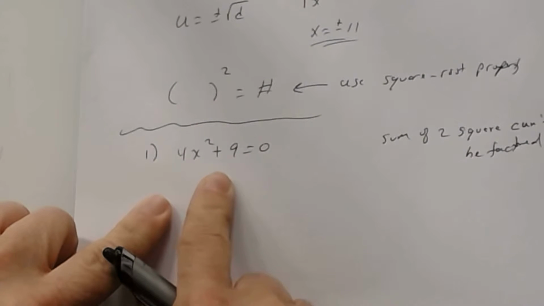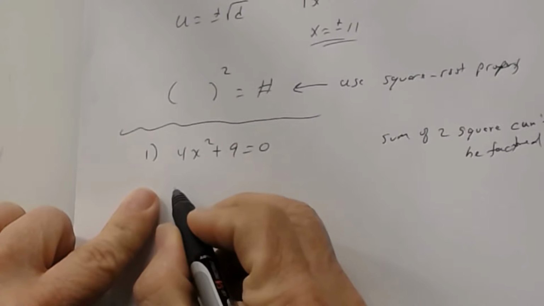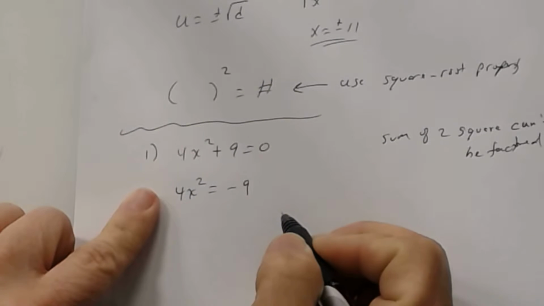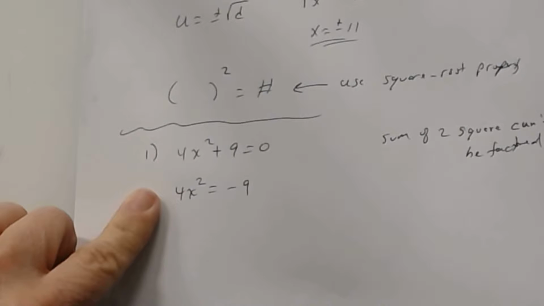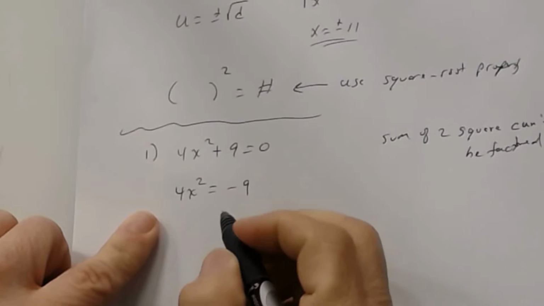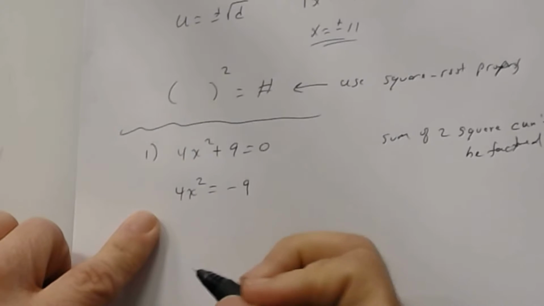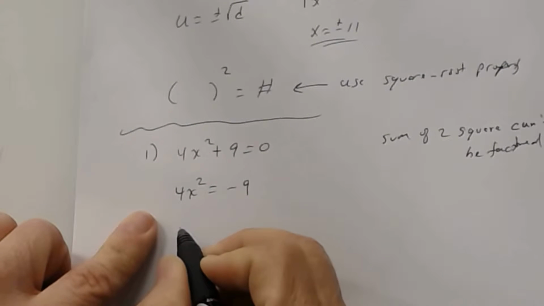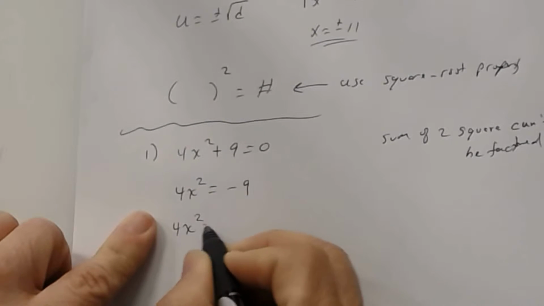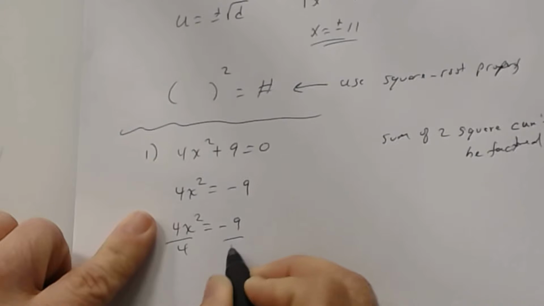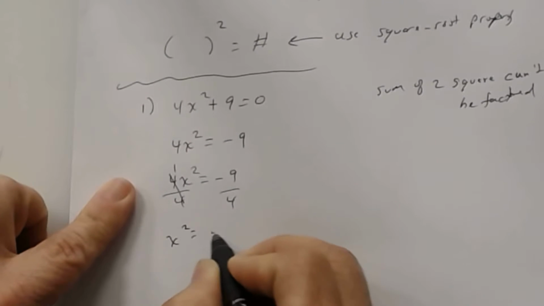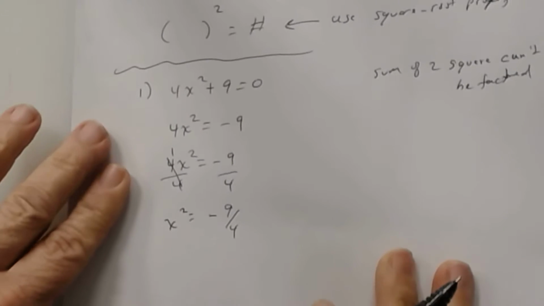All right. So what's the first step? Subtract 9. So I get 4x squared equals negative 9. Is that correct? Yes. Okay. What's the next step? Square root property. No. You've got to get what by itself first? x squared. So you can do what next? Divide both sides by 4. And so the 4 divided by 4 is 1. So you get x squared equals negative 9/4.